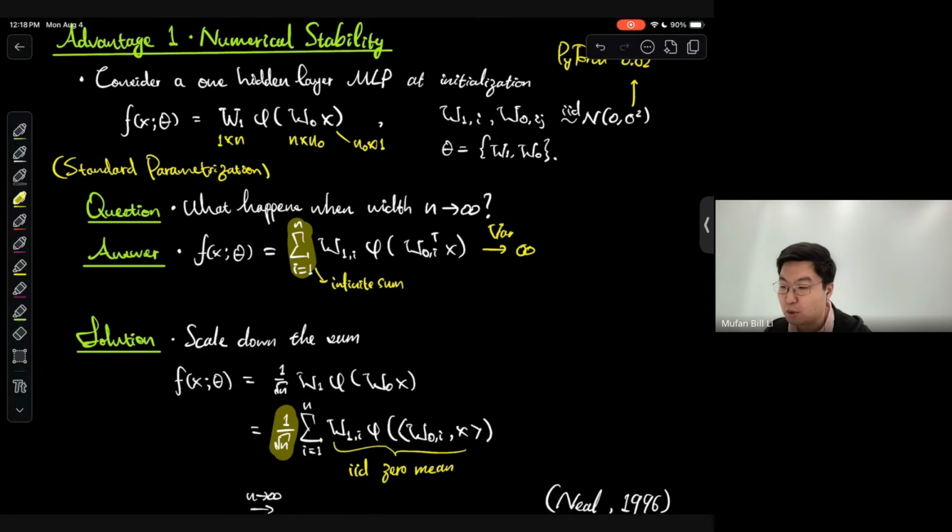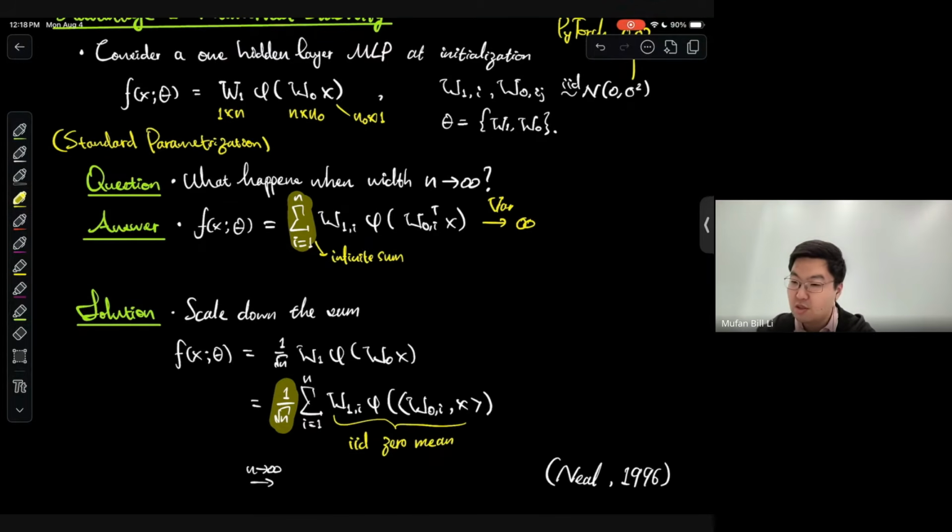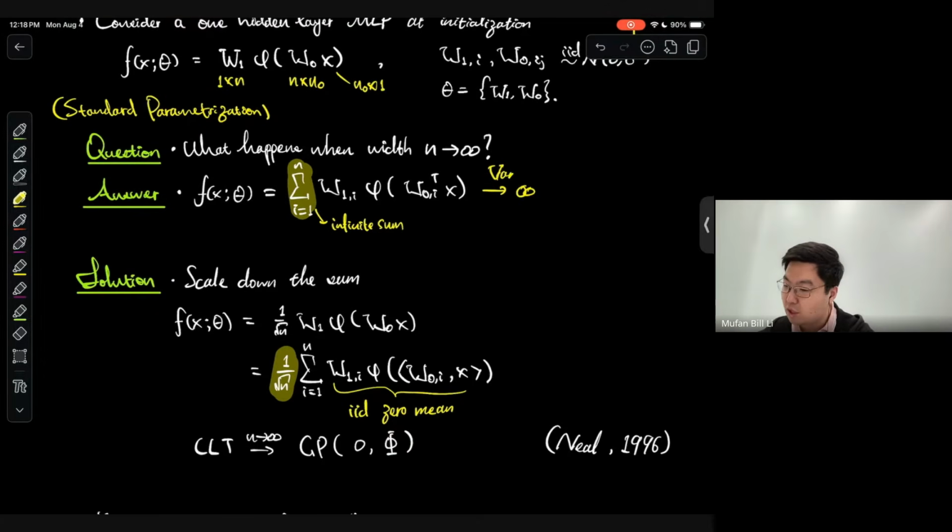This is very important, because the central limit theorem tells us that if you have an infinite sum of IID zero mean random variables, but you scale the sum down by 1 over square root of n, this limit converges to a Gaussian random variable. I'll just briefly mention that it's a process, because you can consider this as a function of your input. I won't exactly explain what this is, but it has some covariance kernel. So the short version is that this is now stable.